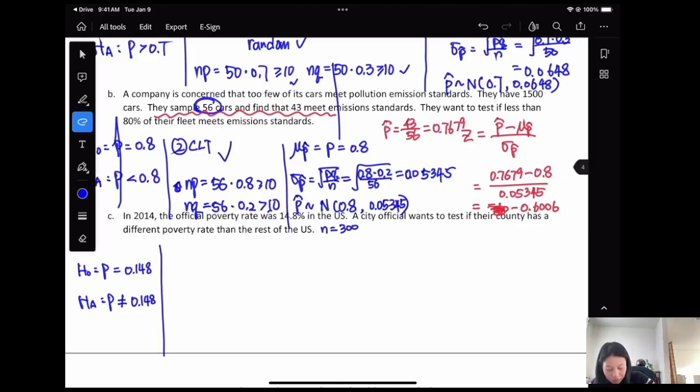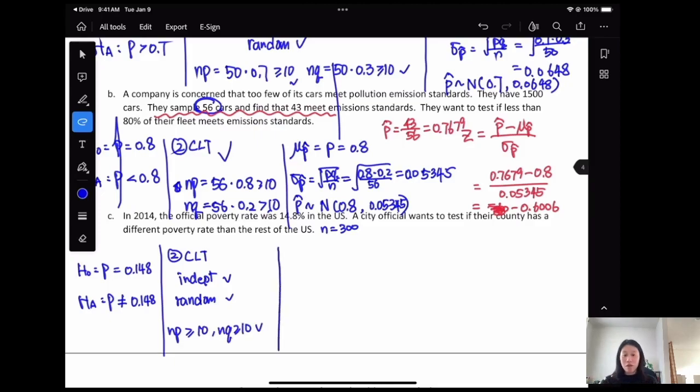All right, for the central limit theorem, that is our second step. Independence, we'll check. Randomization, we'll check. And the success and failure, also check, because I made the sample size big enough. But in your exams or homework, you need to show me that, hey, these two, the success and failure conditions, are met.